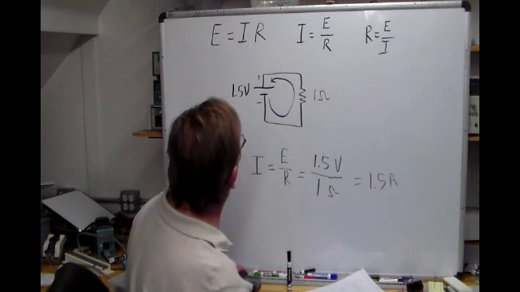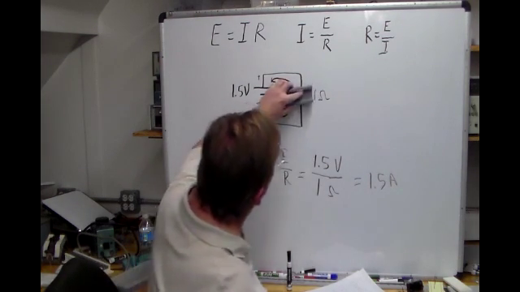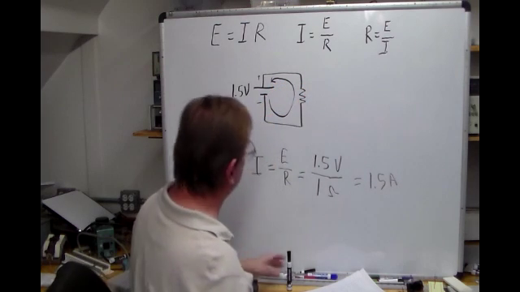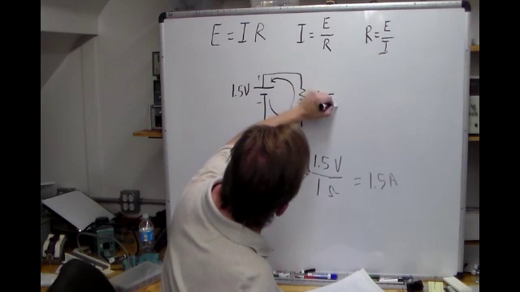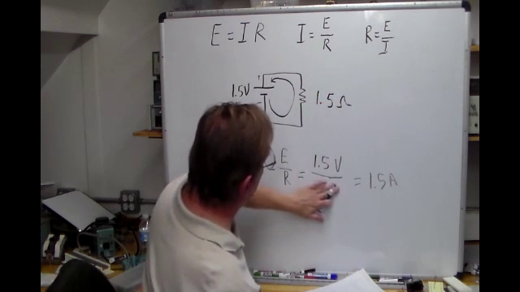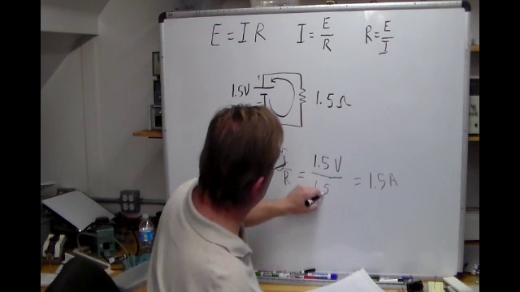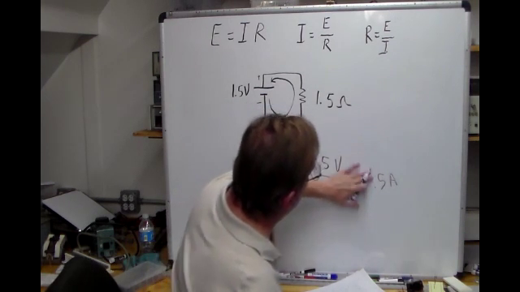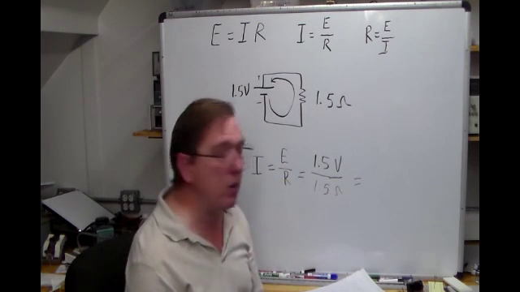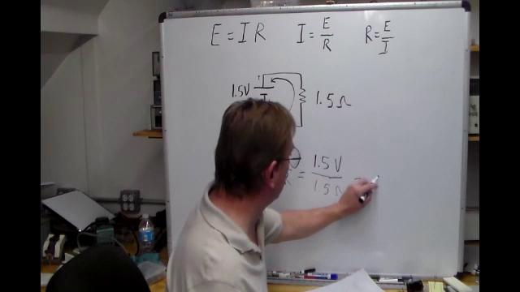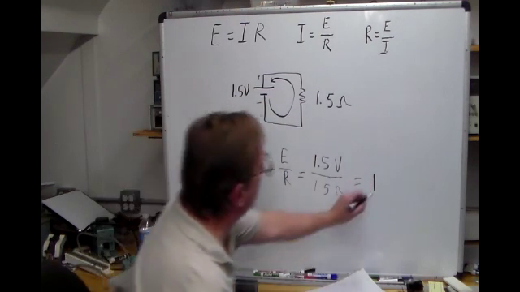So here we go with our irrational thing because the resistance is so low. Well, we're going to change this from 1 ohm to 1.5 ohms. And you got a fraction here. So if you got the same thing on top and bottom, well, that equals 1. And you got 1 amp.